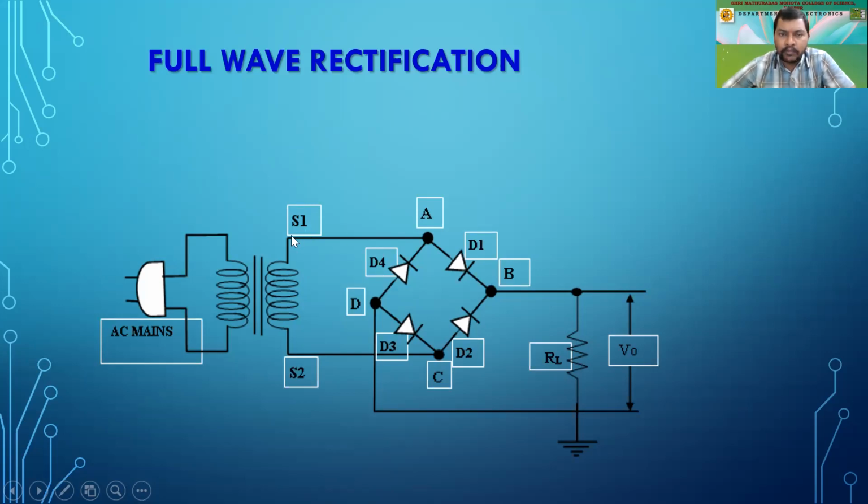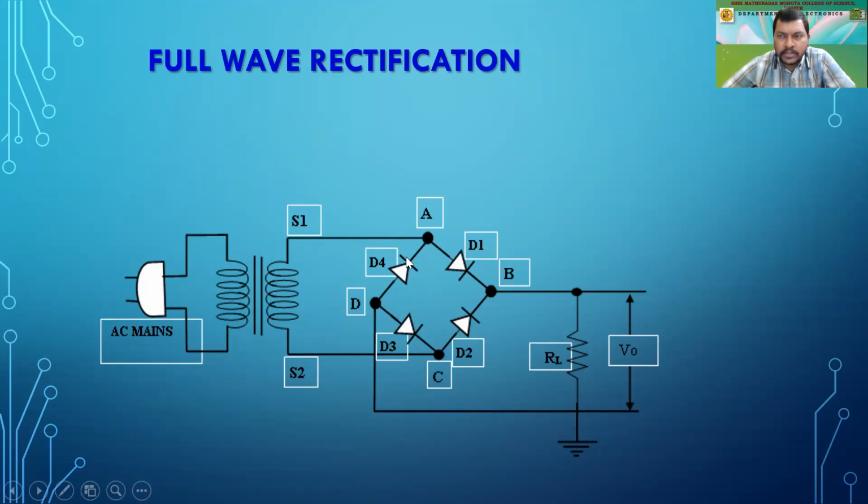When S1 is positive with respect to S2, meaning S2 is negative and S1 is positive, right, what happens? The current starts flowing from S1 to the A terminal. D1 is forward biased, so the current will flow from A to D1, D1 to B. Since D2 is reverse biased, it will not go there, but will go through the load resistance RL. Then the load resistance terminal is connected to D, so it will reach D.